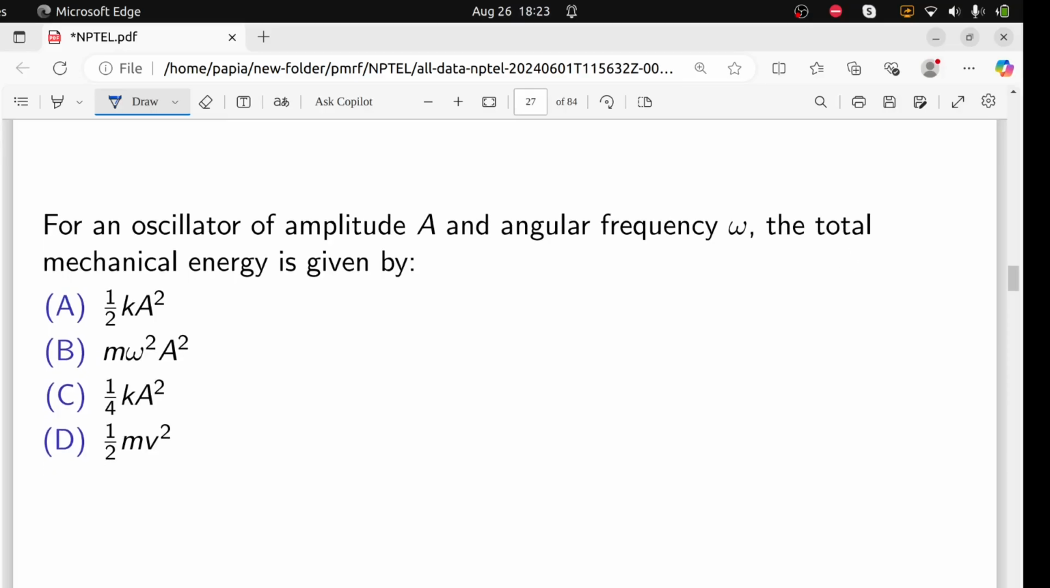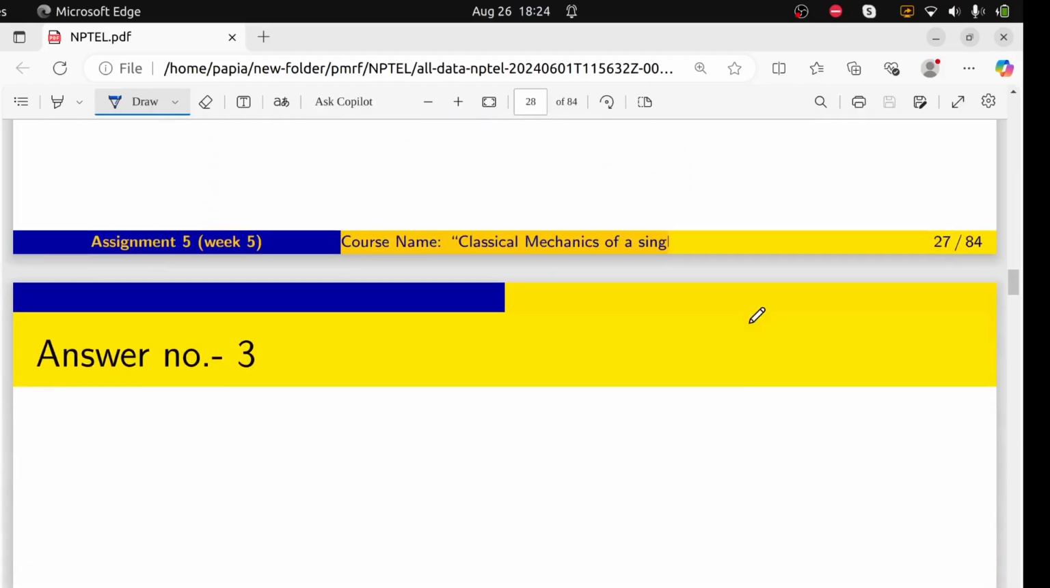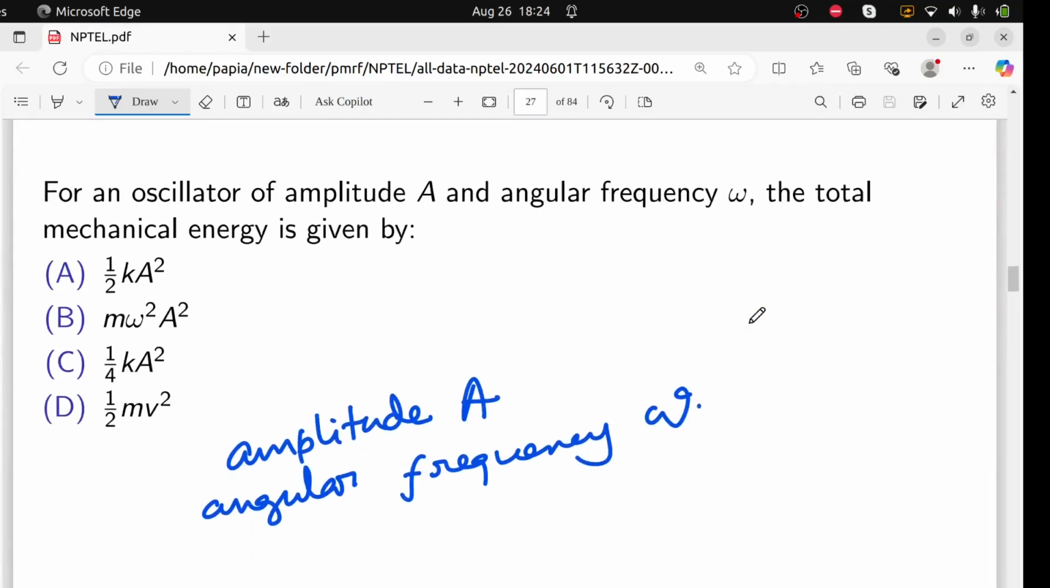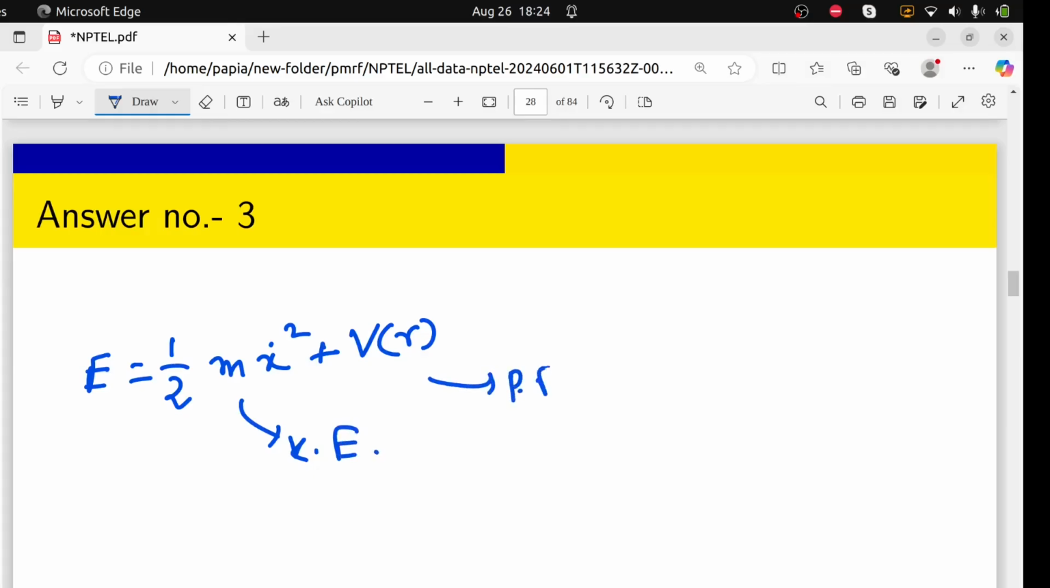For an oscillator of amplitude A and angular frequency omega, the total mechanical energy is given by what? Total mechanical energy. Okay. So I have the total mechanical energy as half m x dot square plus V of r, because this is the kinetic energy part and this is the potential energy part.